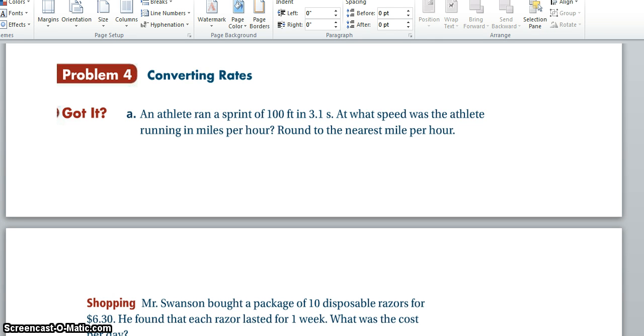Athlete ran 100 feet in 3.1 seconds. At what speed was the athlete running in miles per hour? This is always fun. We actually just did a lab about this, and we had one of my 8th grade basketball players riding on a little girl's bicycle and clocked his speed and then converted it to miles per hour. So go ahead and try this problem on your own.